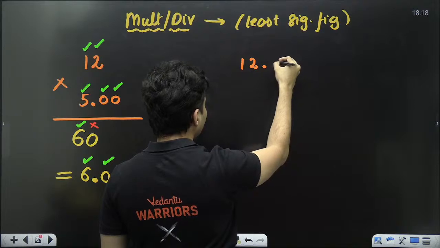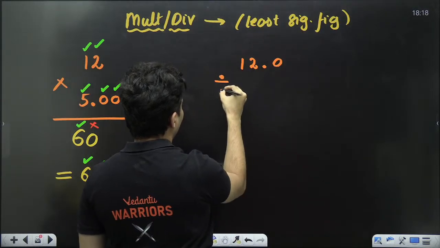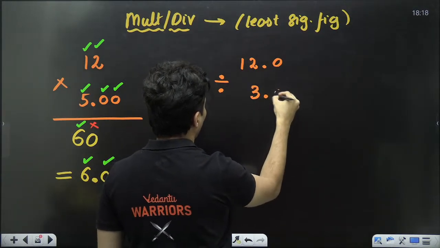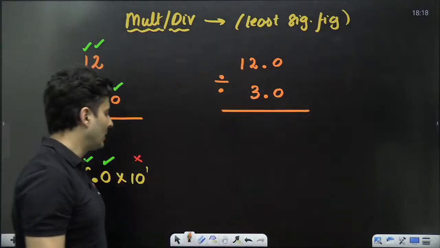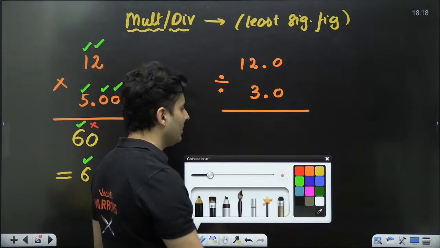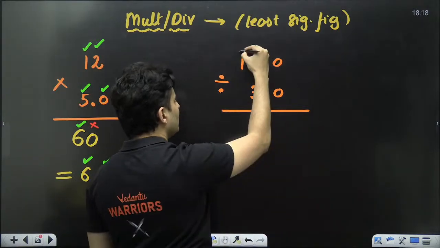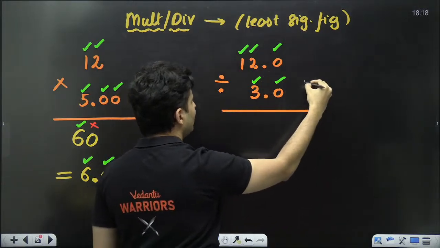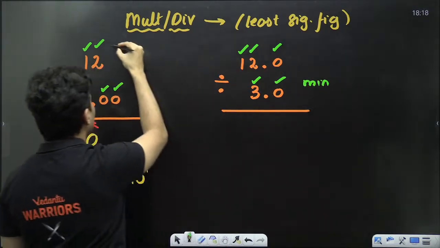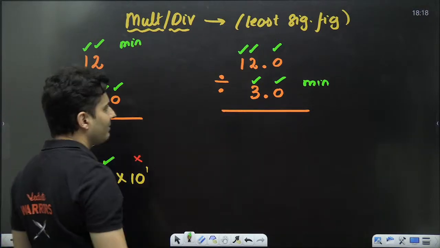12.0 divided by 3.0. 12.0 divided by 3.0. Okay. Always during multiplication and division, count the number of significant figures. This has 1, 2, 3. 1, 2. Two significant figures. This is the minimum significant figures. Just like how this was minimum significant figures.